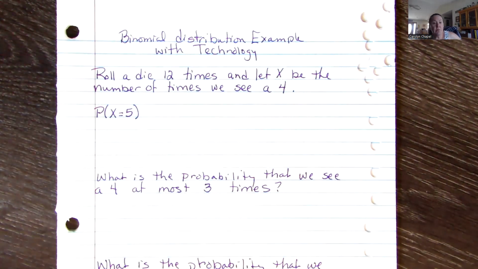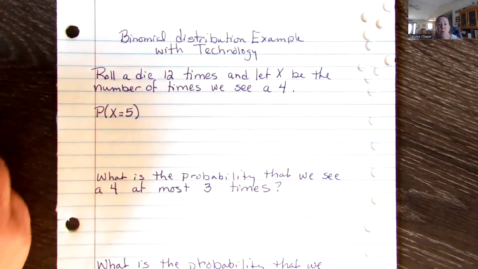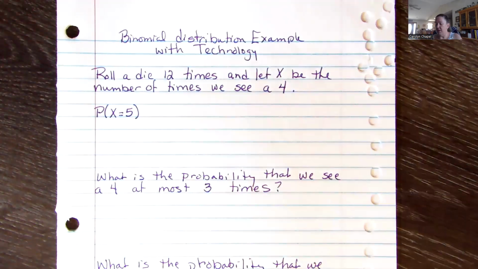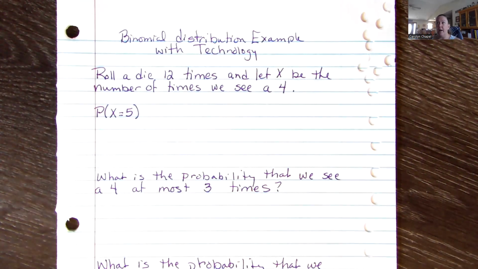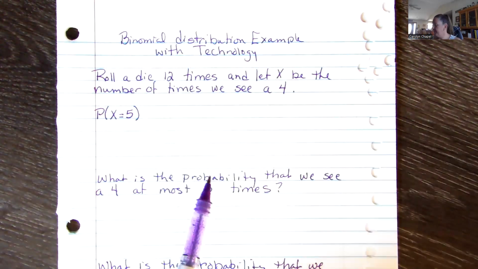So first of all, I'm going to remind us of what this experiment is. We are rolling a die 12 times. And what we're going to do is let X be the number of times that we see a 4. Okay, this is a binomial. Remembering a binomial has 4 criteria. The first criteria is that you have a fixed number of trials. And in this case, we are rolling our die 12 times.